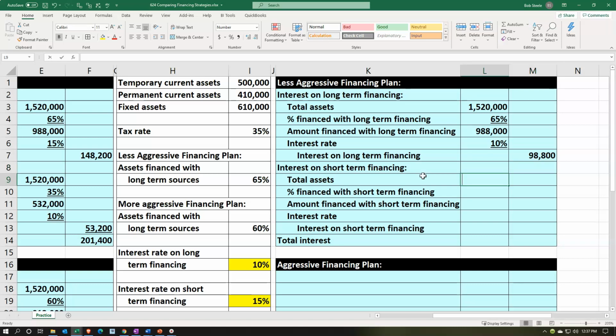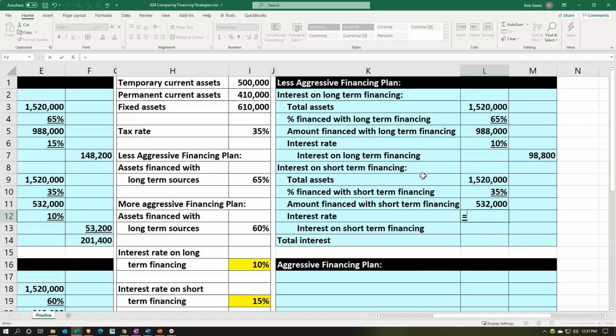Then on the long-term side, the assets here are going to be the same. The financing amount is going to be the same, the 35%. Then we can multiply that out. This equals the 1,520,000 times the 35%. That's the amount to be financed. This is what has changed, the rate, which is now 15%. This is the 15% because the flip has flopped. So this is going to be equal to the 532 times the 15.